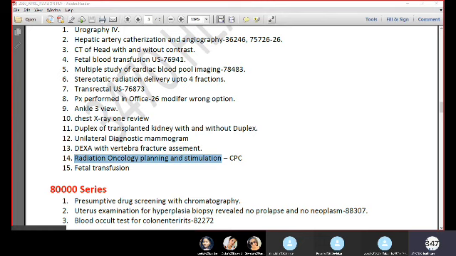So next one, thyroid imaging study. 78013. Yes, thyroid vascular flow imaging study. It is a repeated question.